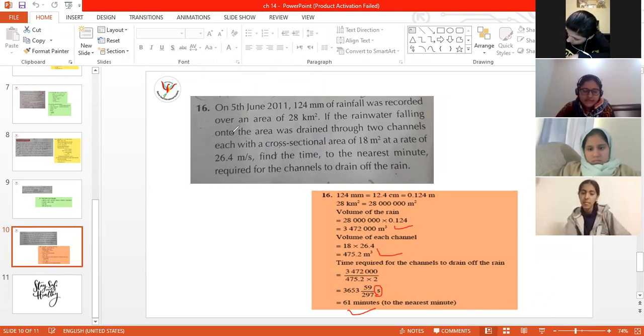Tomorrow we will be starting exercise 14D again, so that it will be a revision for you, as we have already done question 1 to 5 of exercise 14D. Clear?